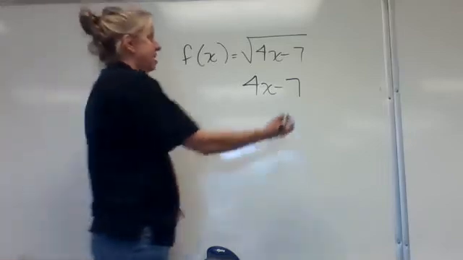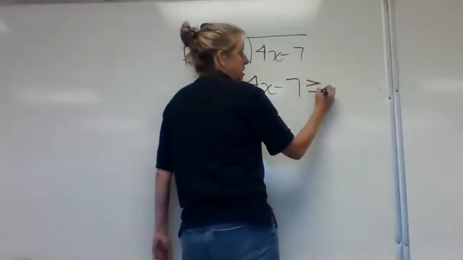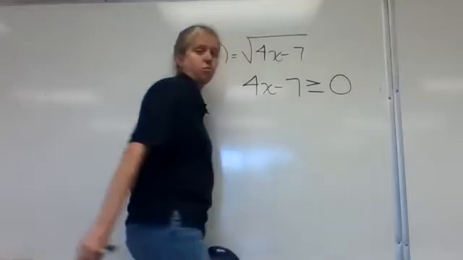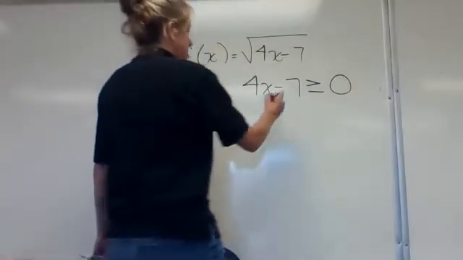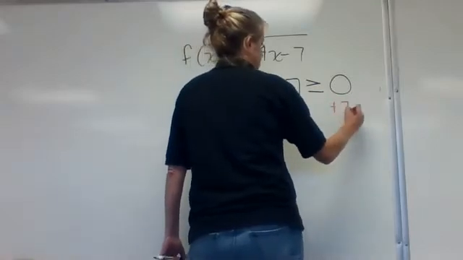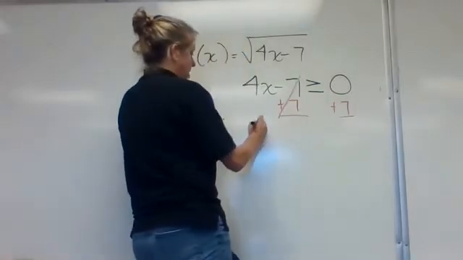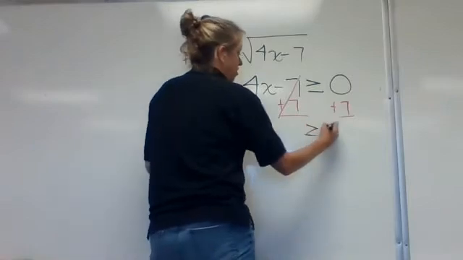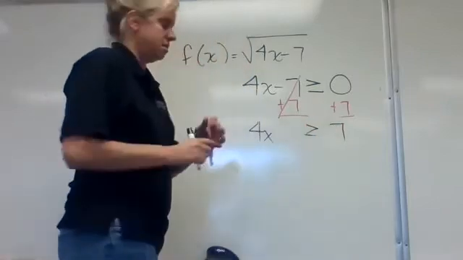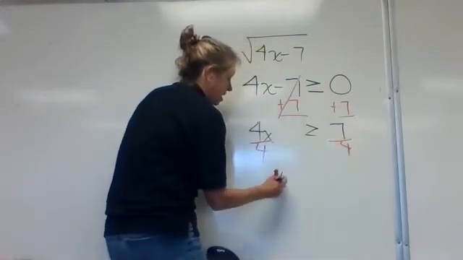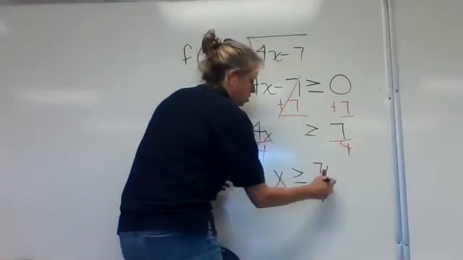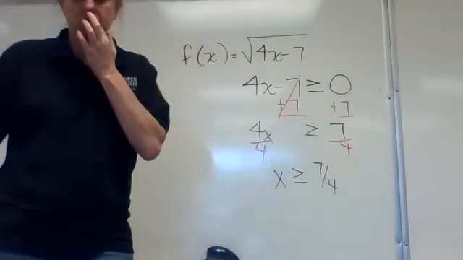How do I say that mathematically? Well, it's going to need to be greater than or equal to 0. And then solve it for that x. So add the 7 to both sides. So 4x is greater than or equal to 7. And then divide by 4. So x needs to be greater than or equal to 7/4.